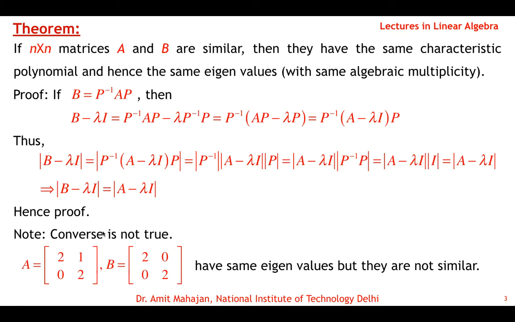For example, see this counter example, that A is an upper triangular matrix 2 1 0 2, and B is a matrix 2 0 0 2. Clearly the eigenvalues of A are 2 and 2, and eigenvalues of B are also 2 and 2. So they have the same eigenvalues, but these two matrices are not similar. So why are they not similar? Once we complete diagonalization, then automatically you will come to know why these two are not similar.